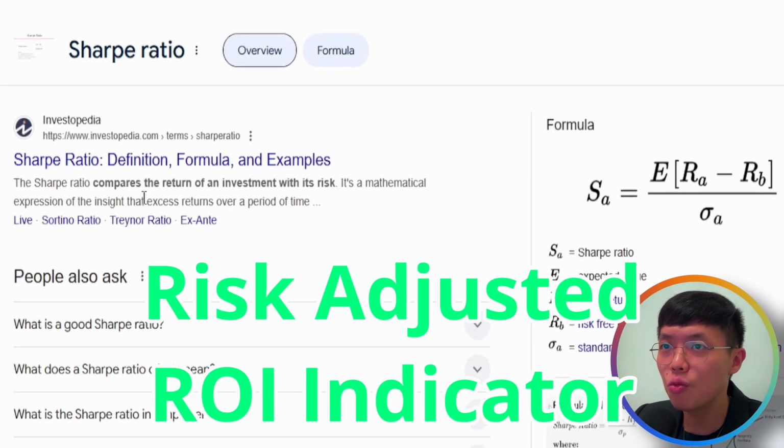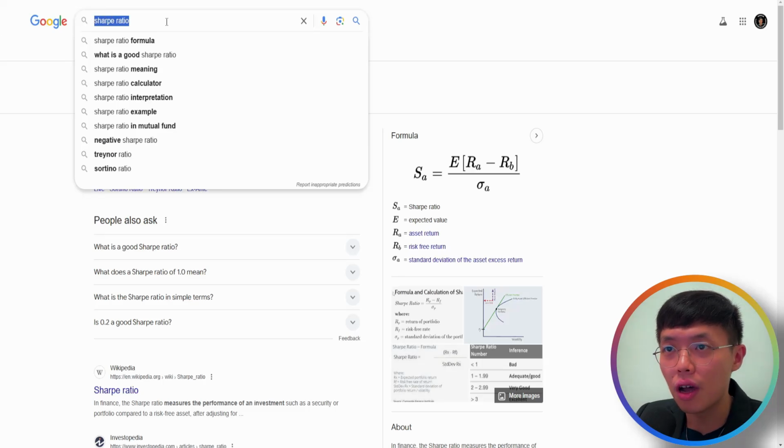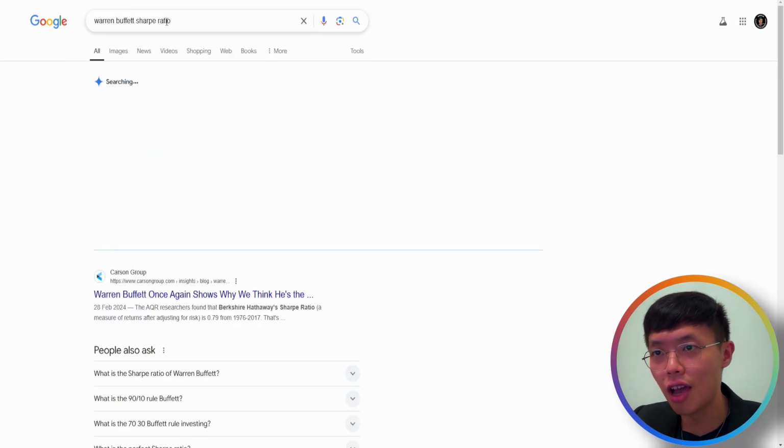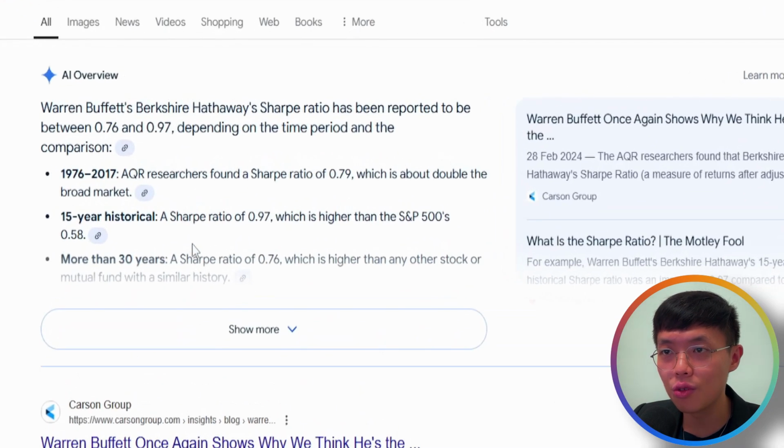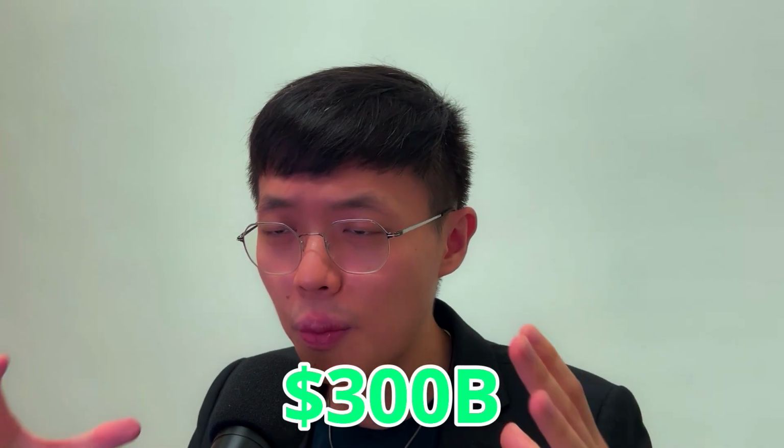If you were to search Warren Buffett's Sharpe ratio, it will actually show up, 0.76 to 0.97. That's Warren Buffett's Sharpe ratio, and you guys already know Warren Buffett is holding 300 billion of cash right now. He's a very, very successful investor, and he got 0.97. And today we're gonna test out, can we actually beat Warren Buffett in getting a better Sharpe ratio?